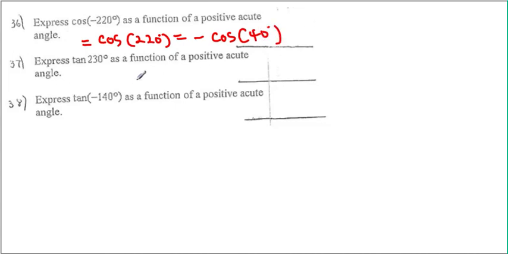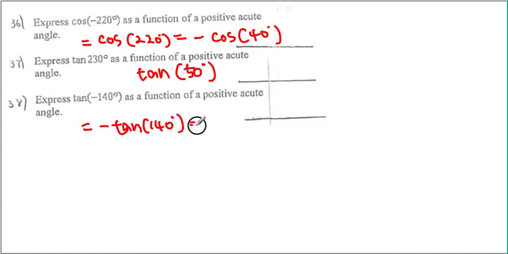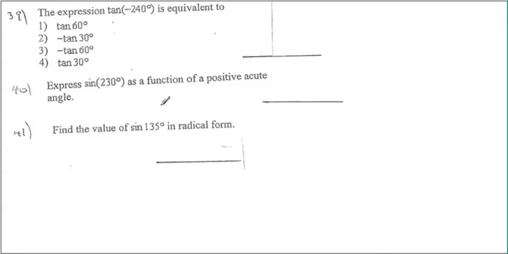Here, tangent of 230 is in the third quadrant. Therefore, tangent of 230 is still tangent, and since the reference angle is 50, we can just write it in this way. How about tangent? Tangent is an odd function, so the negative sign will come out, which makes this negative tangent of a 140 degree angle. Now 140 degrees is in fact in the second quadrant, which makes tangent negative. So with the original negative, this becomes positive, where the reference angle of 140 becomes 40 degrees. That's basically what we end up getting.